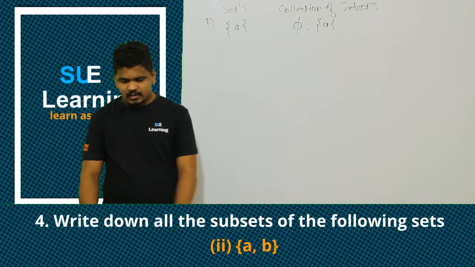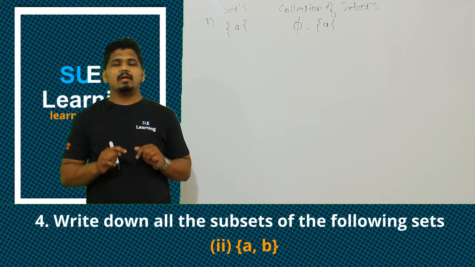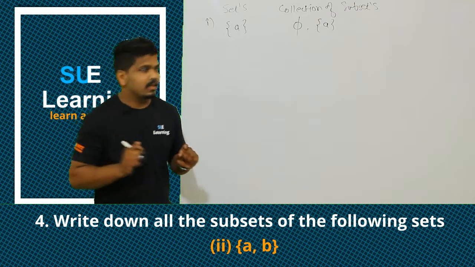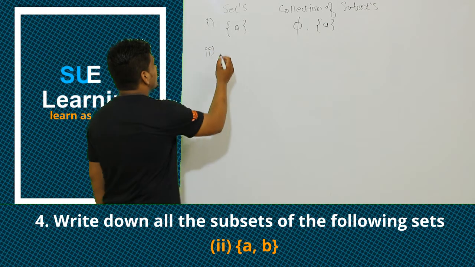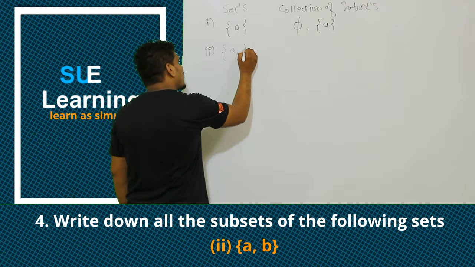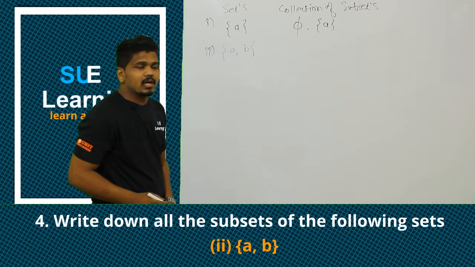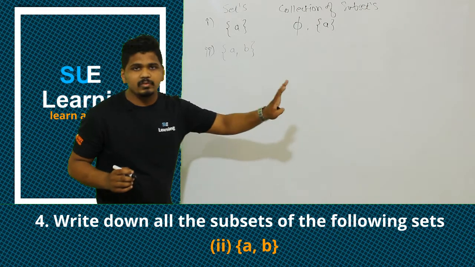What next example is saying? Second set is {A, B}. Okay, that I will write here. You can see on your screen also. Your second example is nothing but {A, B}. Okay, this is your set. Now I want to find all subsets of these sets.